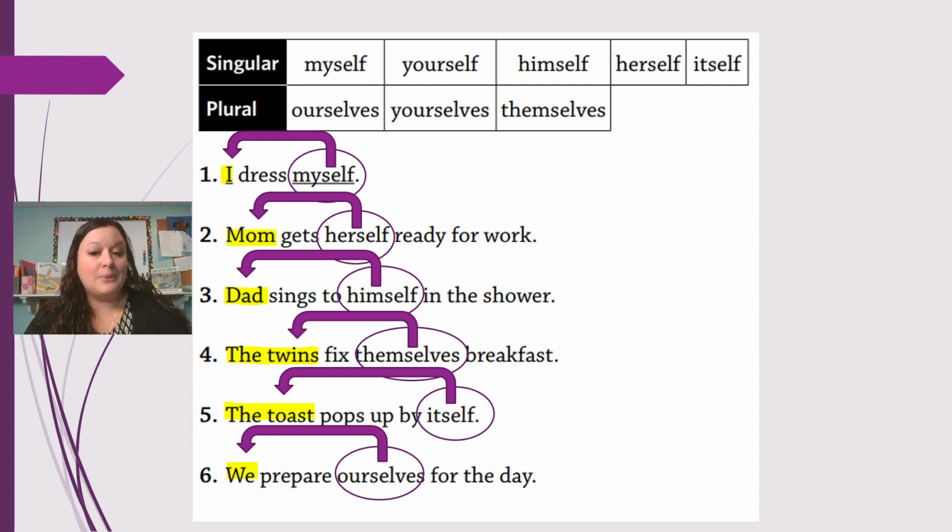So like an object pronoun that we learned about before, a reflexive pronoun usually also comes after a verb. It can come right after the verb or after another word such as to, by, at, or for.